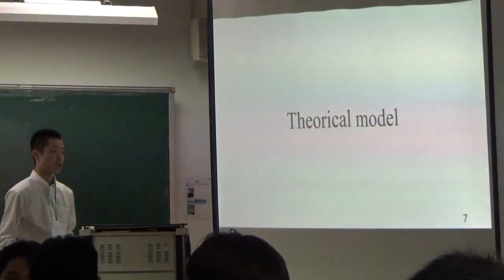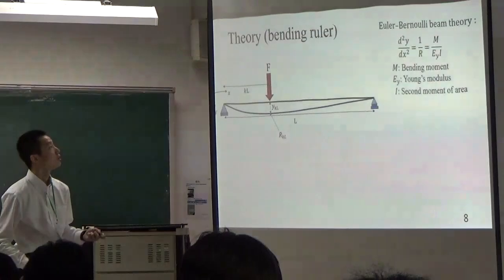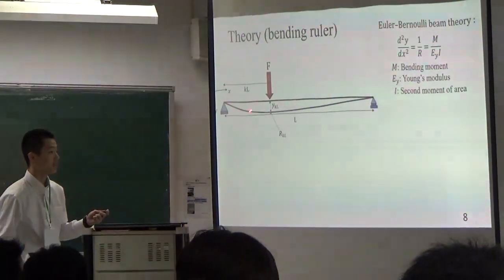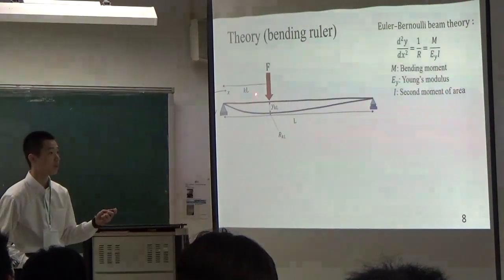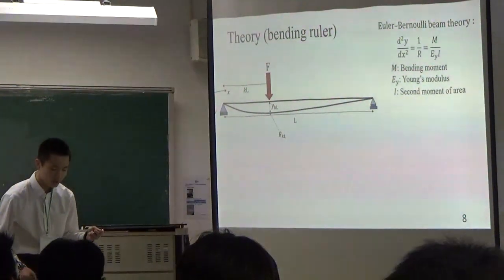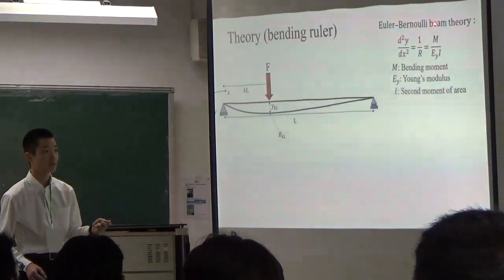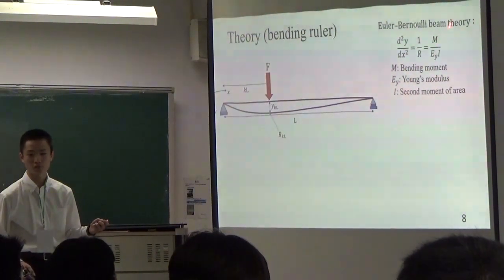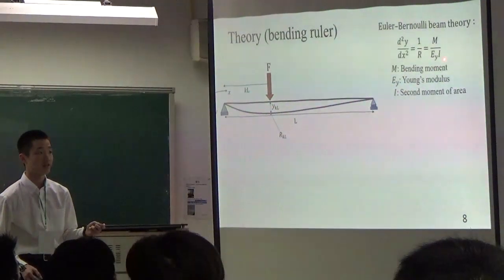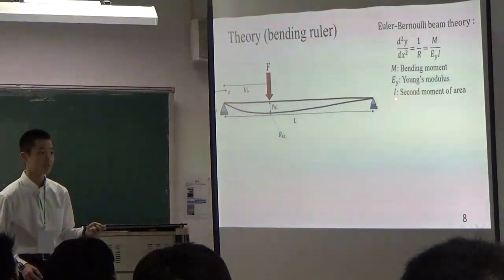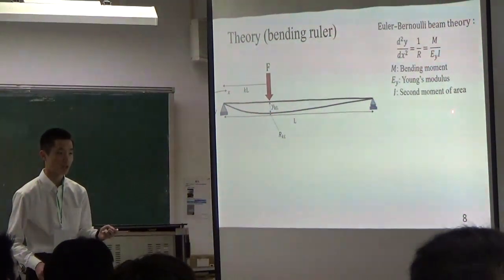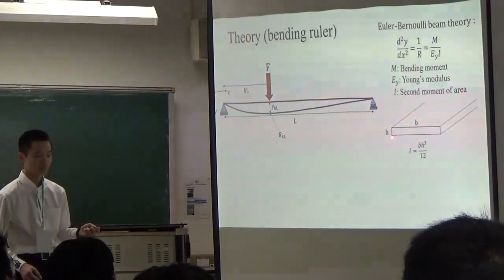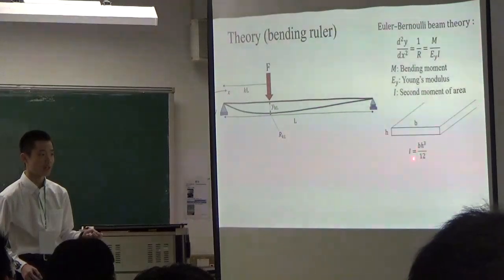The next part is the theoretical model. The first theory is for a bending ruler. For a ruler of length L, I apply force at KL. There is a theory called uniform beam theory, like this. The M here is the bending moment. It stands for the internal force in the ruler. E is Young's modulus. I is the second moment of area. It's a property of the cross section. For example, for a rectangular cross section, I is like this.